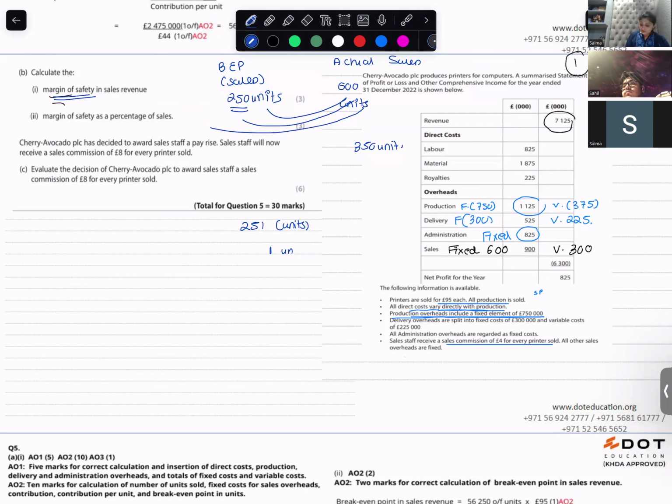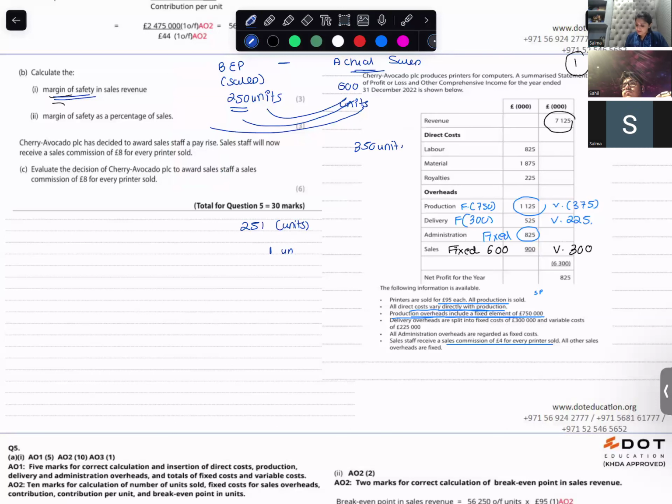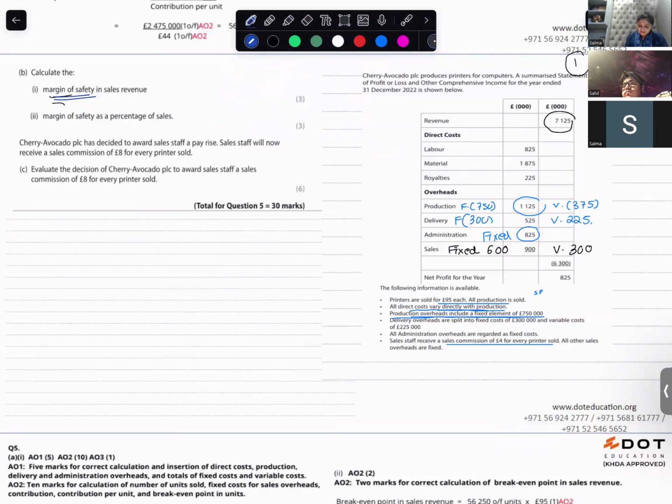600 units is your actual sales. 250 is the number of units that you have to sell in order to recover your costs. So what is your margin? How much safe are you? To find out, you will do actual sales minus the break-even sales. Are you with me? So when they want the margin of safety in which value? Sales revenue. The formula for this is, can you write it along with me?